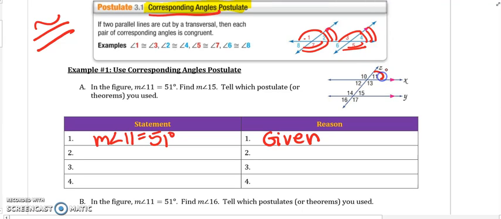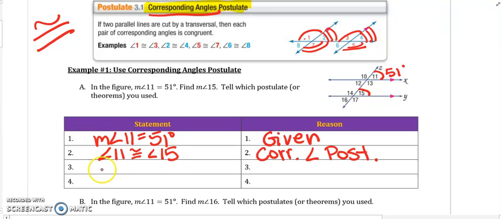If measure of angle 11 is 51 degrees, I want to find the measure of angle 15. Well, 15 and 11 have a special relationship. They're corresponding angles, and they're on parallel lines. So because it's parallel lines, we can use our corresponding angle postulate. The names are really easy. It just has postulate or theorem at the end. Corresponding angle postulate, which says the corresponding angles are congruent. So these 2 angles are congruent.